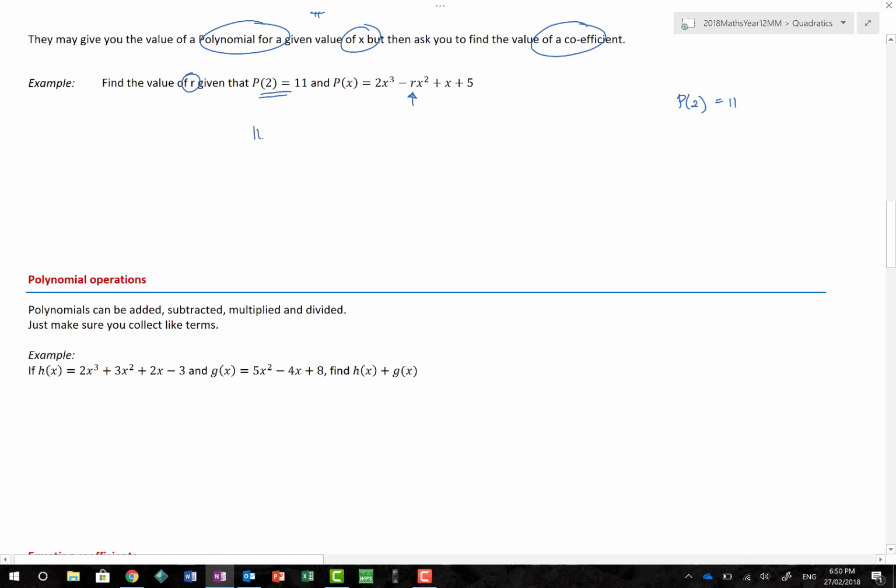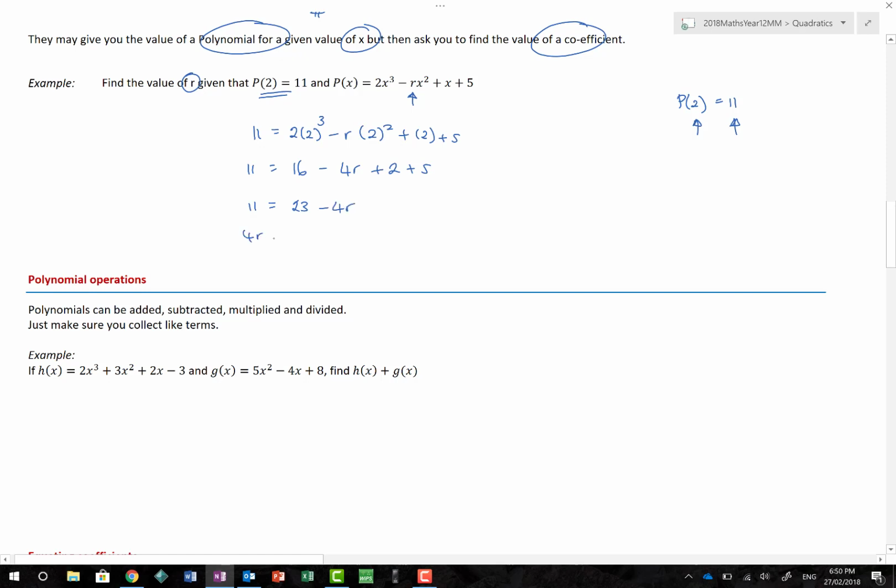So what do I get? I get 11 is equal to, substitute x as 2, because that's what this says. The x value is 2, y is 11, or p of 2, or p of x is 11. So we're going to take away r and 2 squared. We're going to add on 2. And then we're going to add on 5. So 11 is equal to 2 cubed, which is 8, so that becomes 16 minus 4r plus 2 plus 5. Well, 11 is equal to 16 plus 2 is 18, plus 5 is 23, minus 4r.